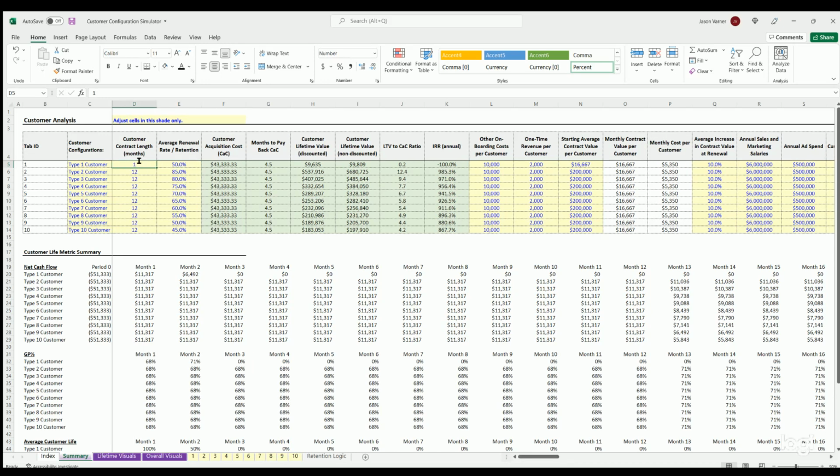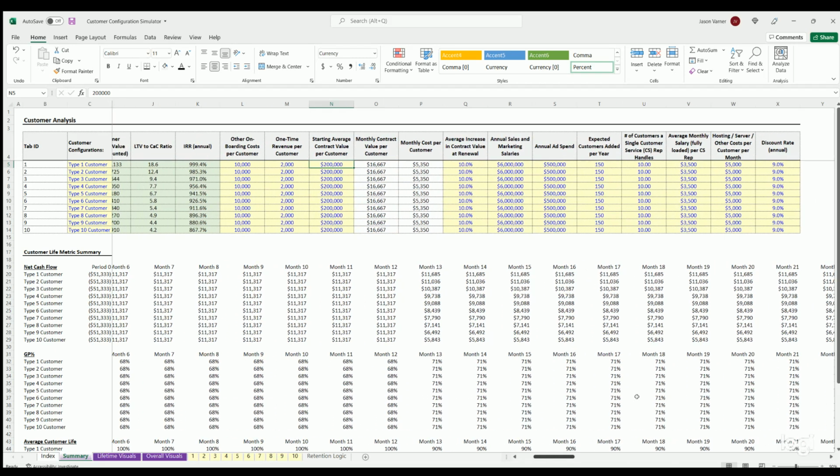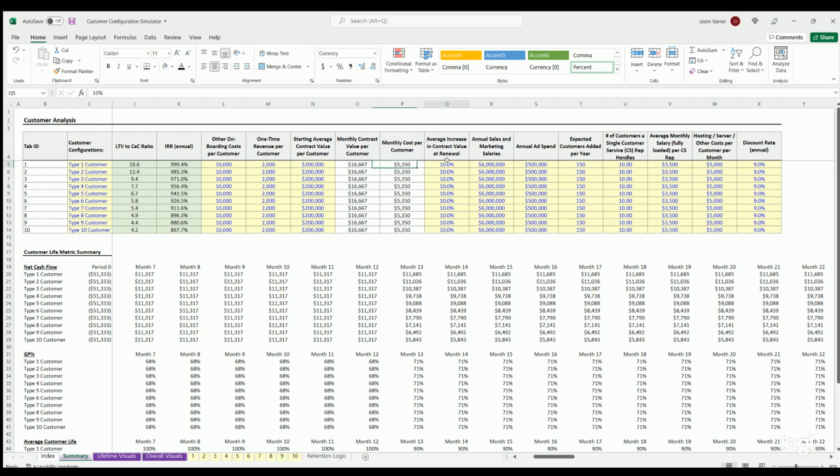So let's put this back to 90. In theory, put this contract value back up to 200,000. So in theory, we can say at every renewal, does the contract value go up? So you're upselling or you're increasing the value of your customers. And if it does, that happens here.